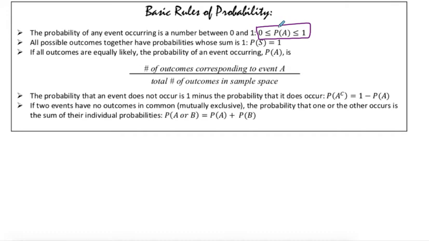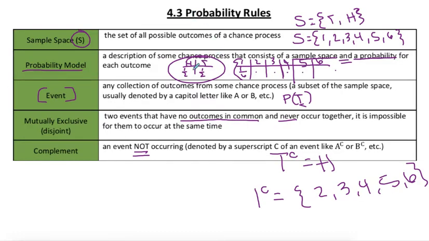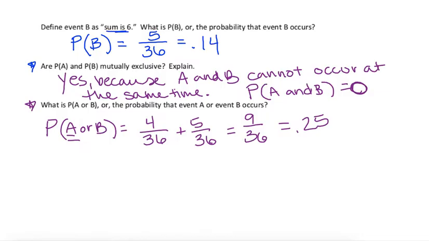The second rule says all possible outcomes together, so in our sample space, have probabilities whose sum is 1. So if I take P, the probability of all the outcomes in our sample space, that should equal 1. When we look at this one, if I added these two together, it would equal 1. If I added all these 6 together, it will equal 1. That's a rule for any probability model.